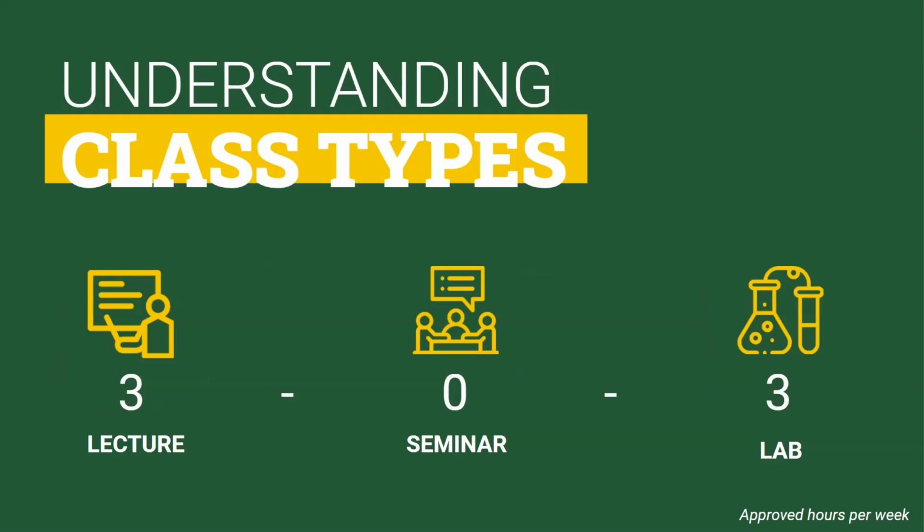If you are browsing the course catalog, you might see 3 numbers separated by dashes beside each course, such as 3-0-3. These correspond to approved class times. In this example, 3-0-3 means that you will have 3 hours per week of lecture, 0 hours per week of seminar, and 3 hours per week of lab. When it says 3-0-0, that would mean only 3 hours of lecture per week, no seminar, no lab, and so on.